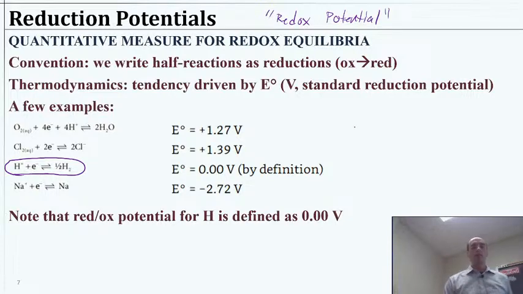So the higher this number, the stronger the oxidant. Conversely, of course, if it's lower, that's going to be more of a reducing agent. And we have sodium, for example, Na plus electron. This is a very negative one. So we've got some examples on that.